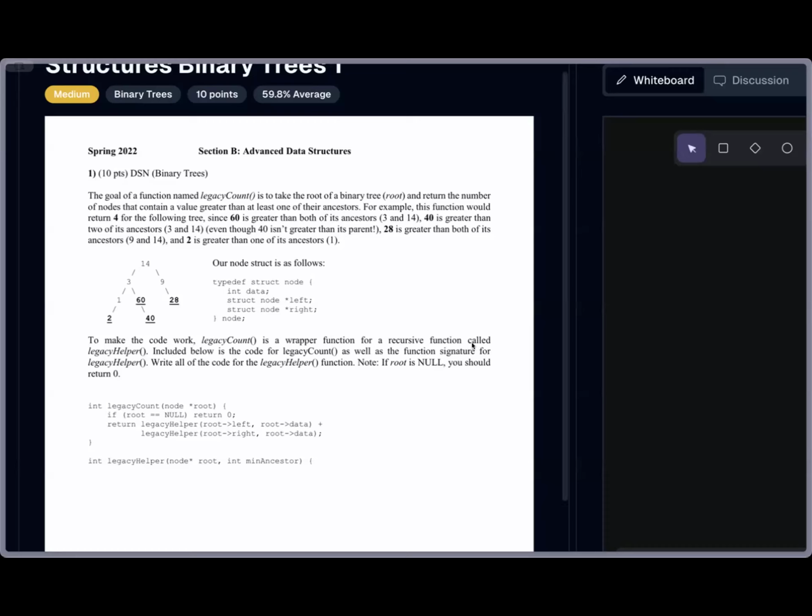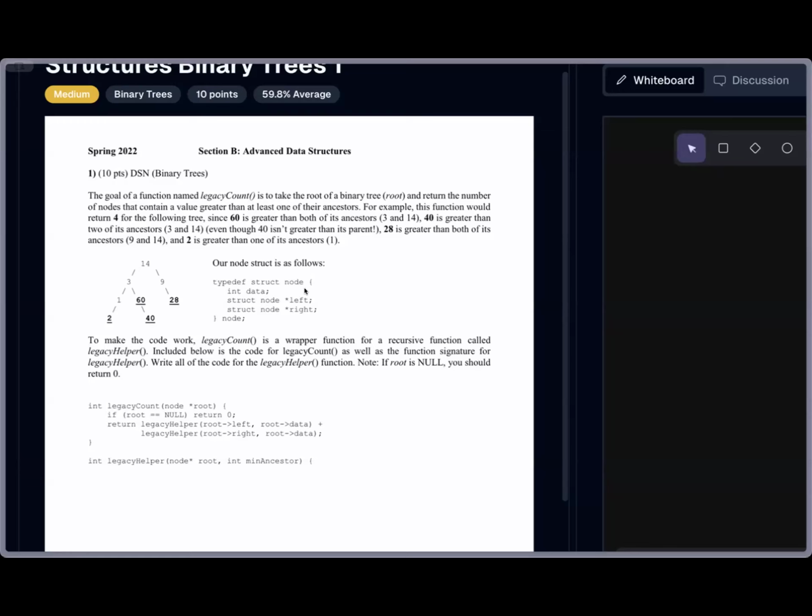Okay, let's go ahead and start this question. The goal of a function named legacy count is to take the root of a binary tree and return the number of nodes that contain a value greater than at least one of their ancestors. For example, this function would return 4 for the following tree, since 60 is greater than both of its ancestors, 3 and 14. 40 is greater than 2 of its ancestors, 3 and 14, even though 40 isn't greater than its parent. 28 is greater than both of its ancestors, 9 and 14, and 2 is greater than only one of its ancestors. So it's going to return 4 because 4 of the values have ancestors that are smaller.